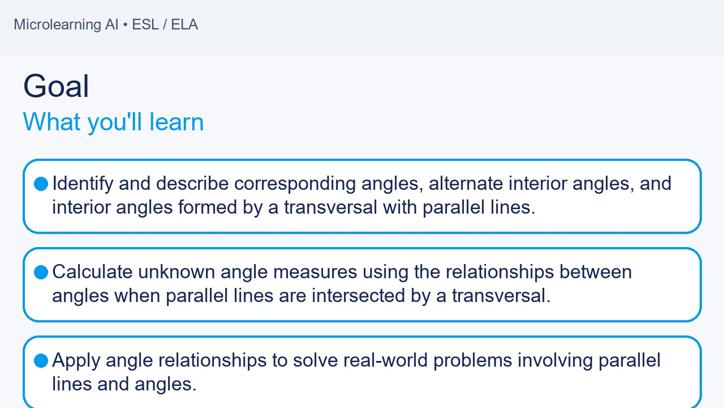3. If two parallel lines are intersected by a transversal creating an angle of 110 degrees, what is the measure of the same side interior angle? Option A, 70 degrees, or option B, 110 degrees? Answer: option A.